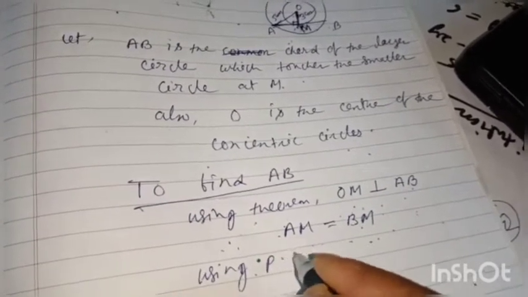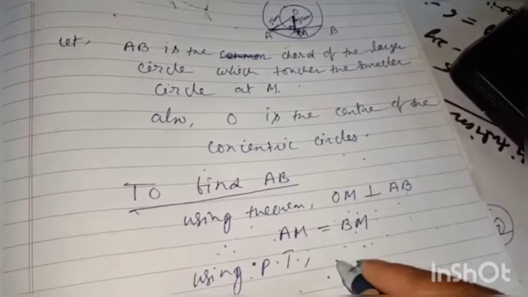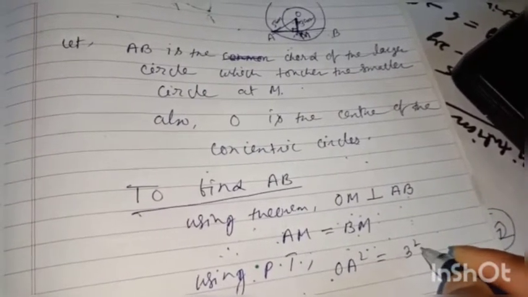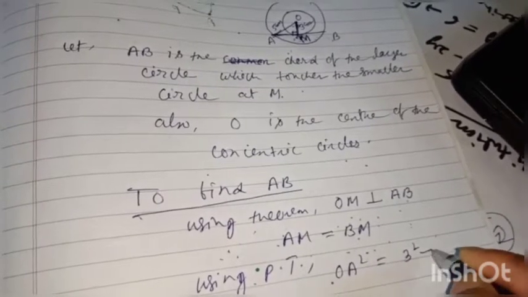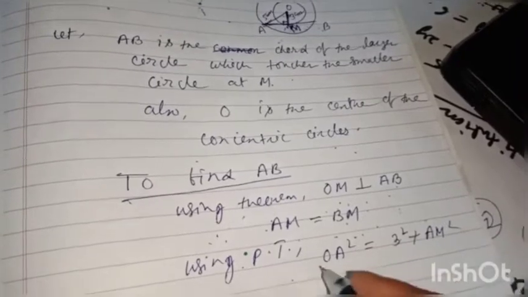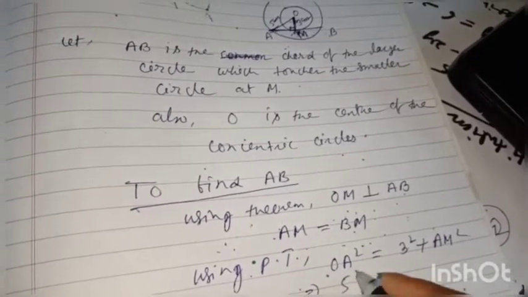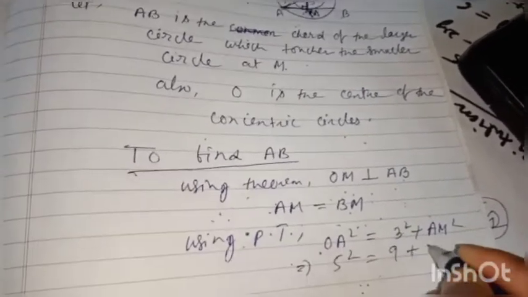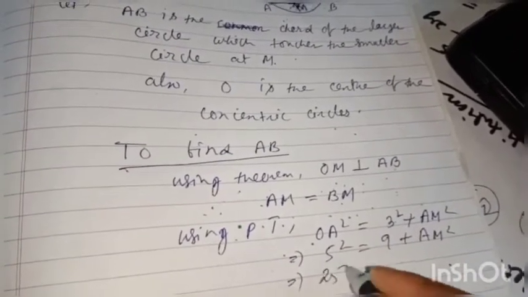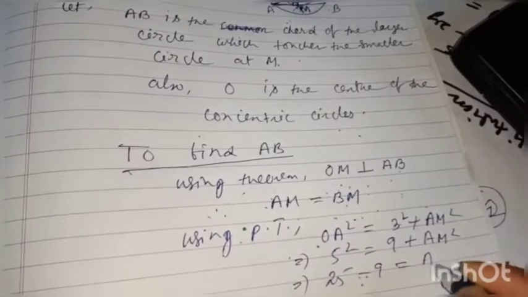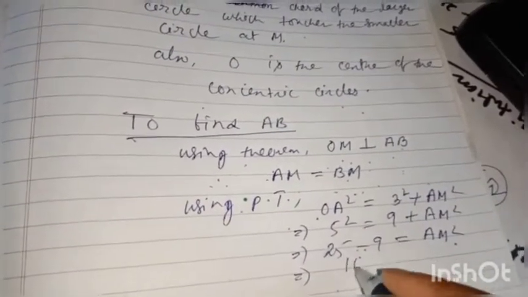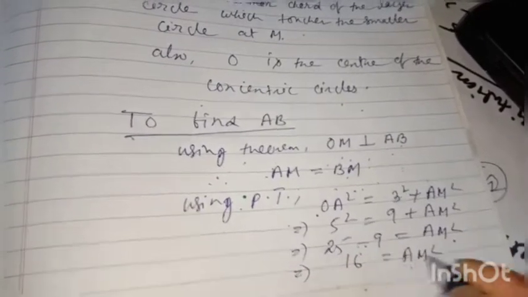Using Pythagoras theorem, OA square is equal to 3 square, which means OM square plus AM square. You can write OM square here, but I wrote 3 square directly. OA means 5, 3 square means 9. So 25 minus 9 is 16, so AM square is 16.